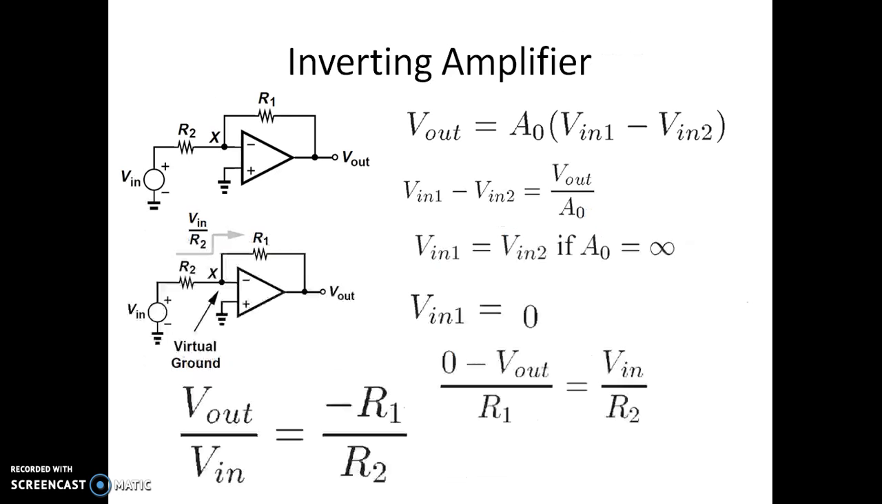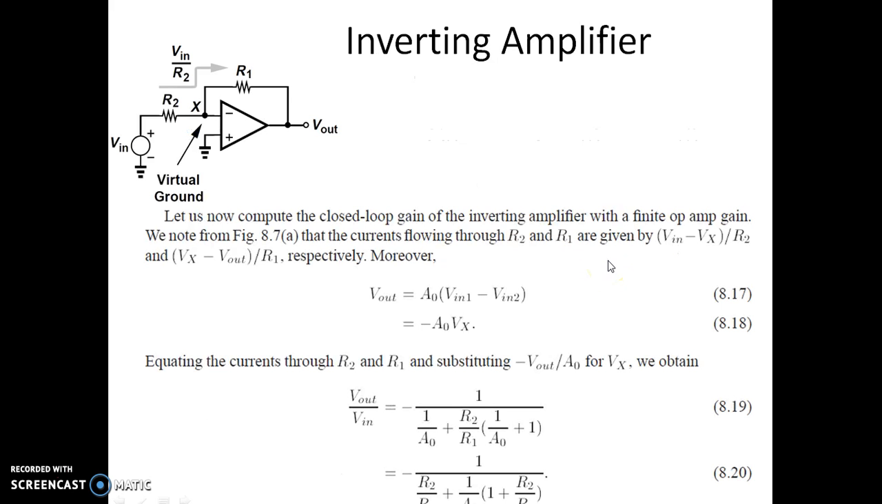So previously we got the expression for Vout by Vin as minus R1 by R2, which was under the case where A0 is infinity. If A0 is not infinity, so this is the voltage at this point. Let us consider it as Vx here. This is 0, this is Vx.